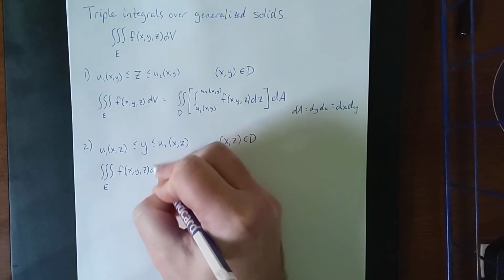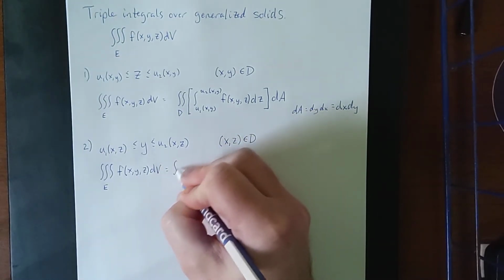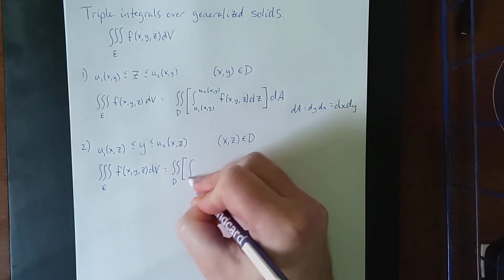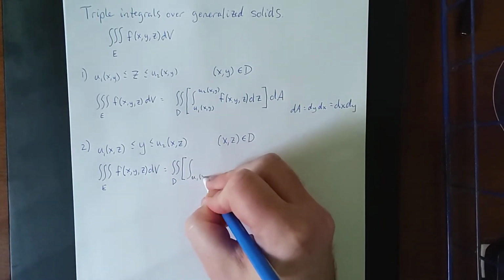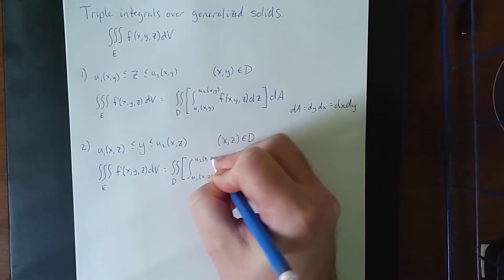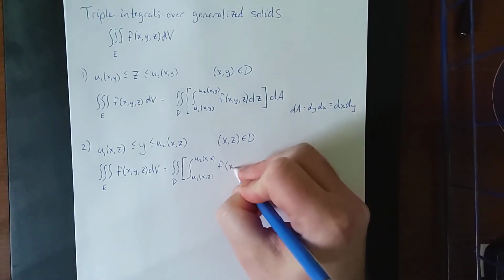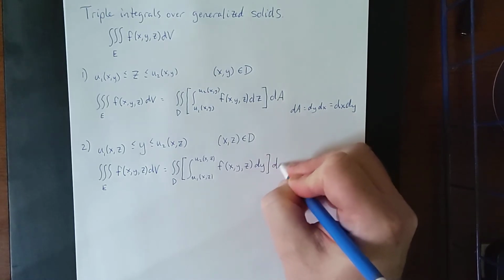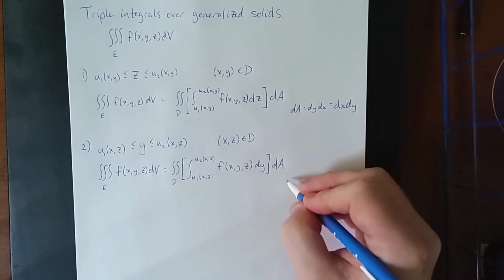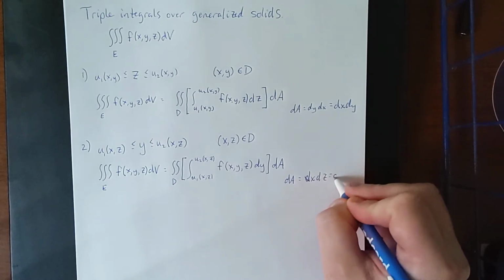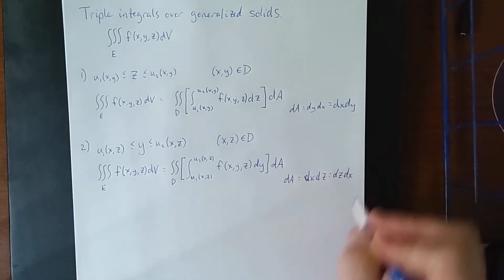of f of xyz dv is going to be equal to the double integral over your region D and a single iterated integral from u1 of x and z to u2 of x and z of f of xyz dy. Then evaluate the resulting double integral. And this is where dA can either be equal to dx dz, or it can be equal to dz dx.